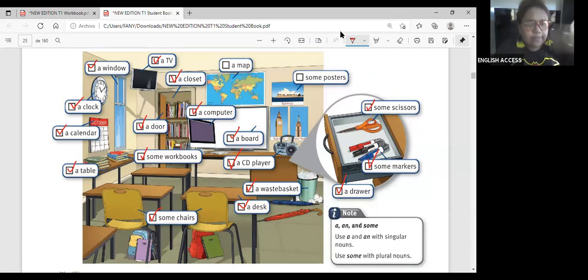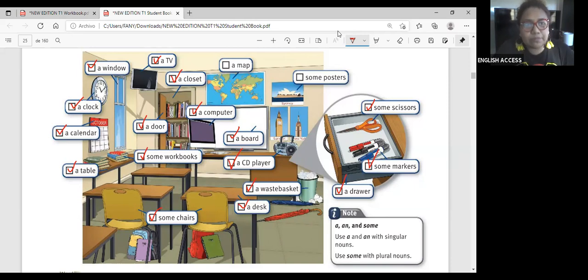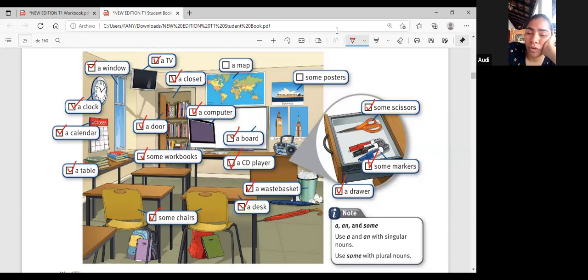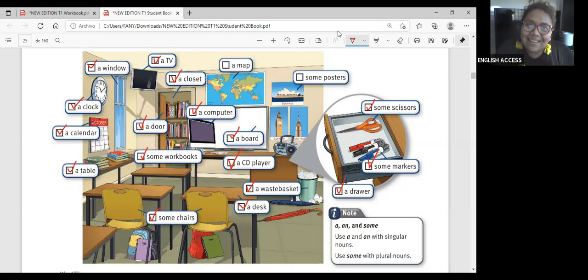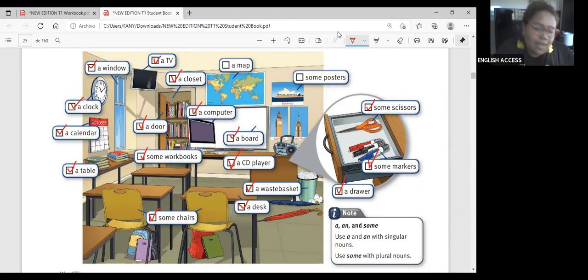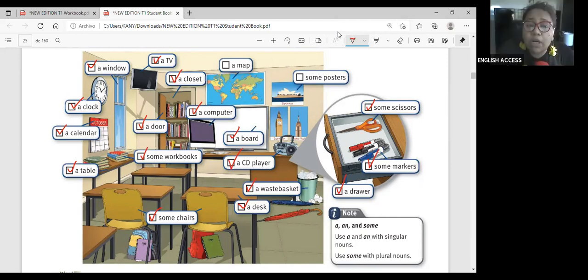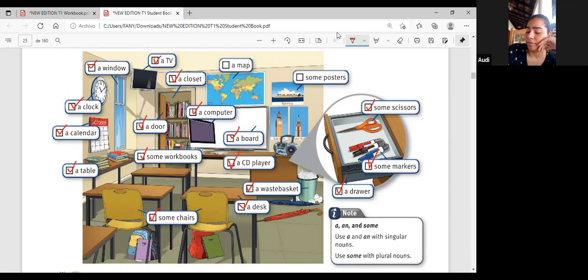A window. What else? Continue. A clock. A calendar. A table. A TV. A closet. A door. Some workbooks. Some chairs. A map. A computer. A board. A CD player. A waste basket. A desk. Some posters. Some scissors. Some markers. A drawer. Okay.